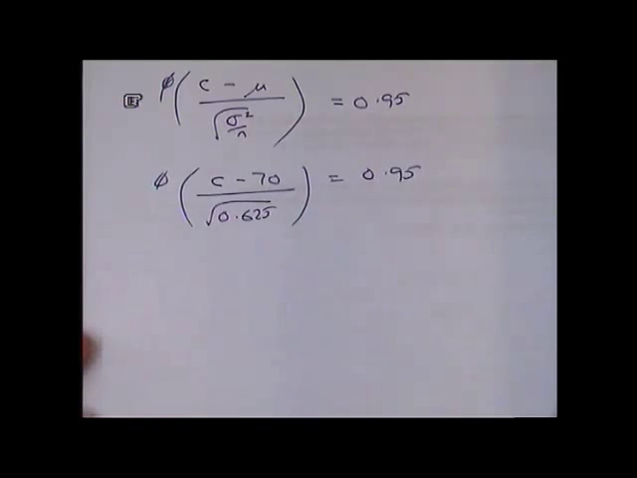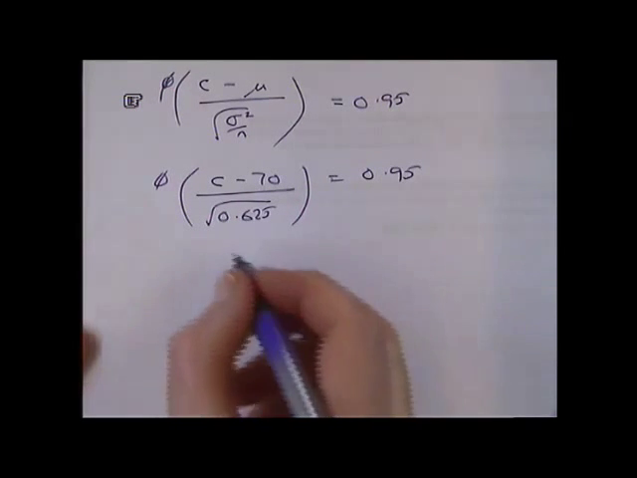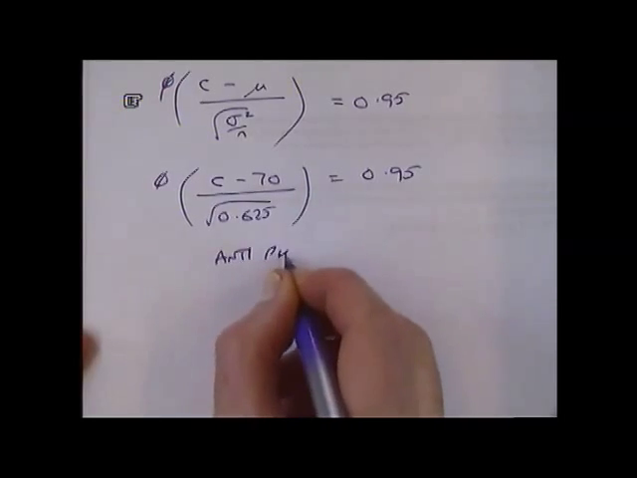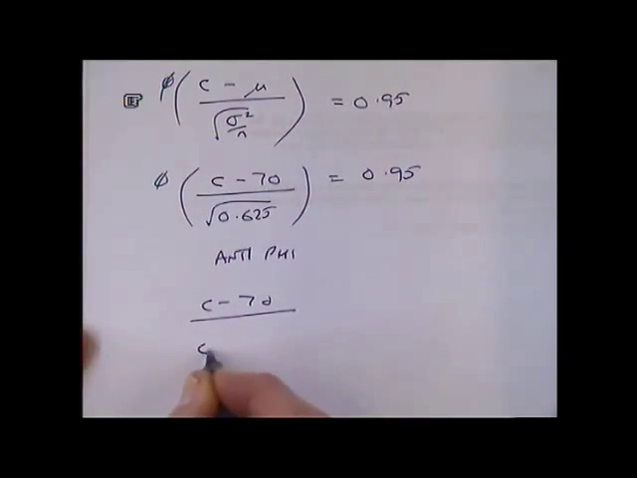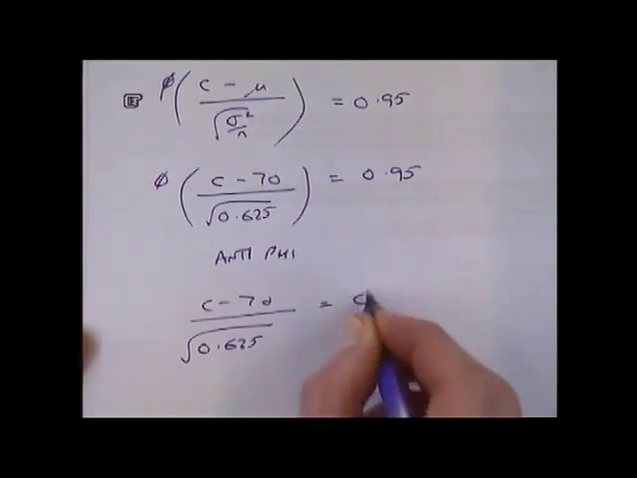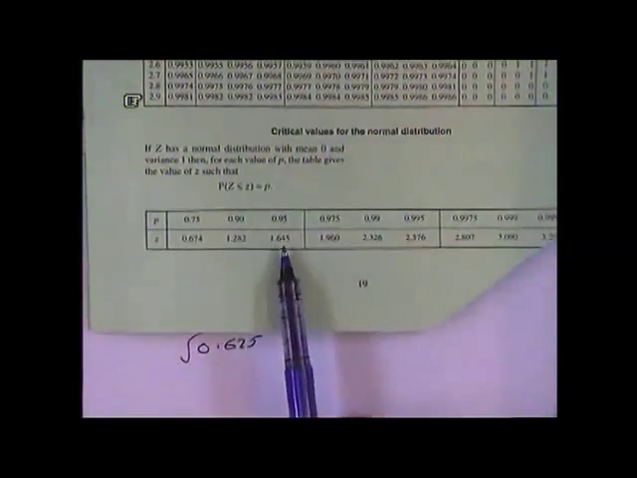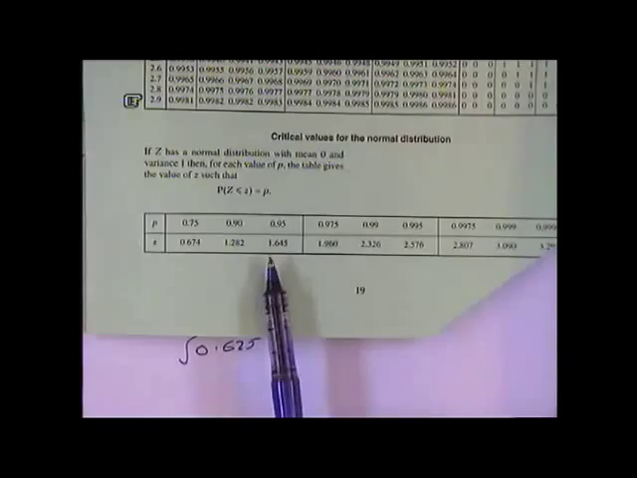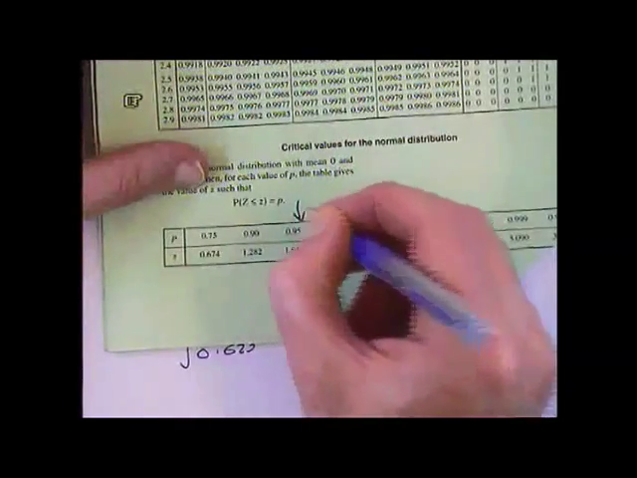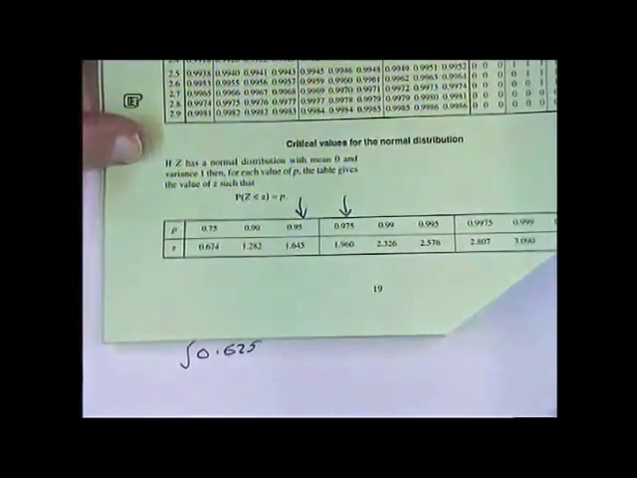Now if I want to find out the C, what's my next step? Yeah, I need to anti-phi both sides, which means on the left I just get rid of the phi symbol, and on the right I anti-phi 0.95. If you anti-phi 0.95, what do you get? 1.645 is correct. Remember, when you're anti-phiing, these values like 0.95 and common ones at the bottom of the tables, you can use this bit here, you don't have to look in the middle. And you will memorise soon that one there and that one there, because we use them an awful lot.